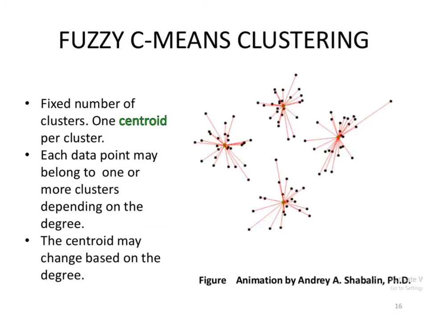Fuzzy C means clustering: a fixed number of clusters, one centroid per cluster. Each data point may belong to one or more clusters depending on the degree. The centroid changes based on the degree. This diagram is going to explain about the cluster and its centroid.